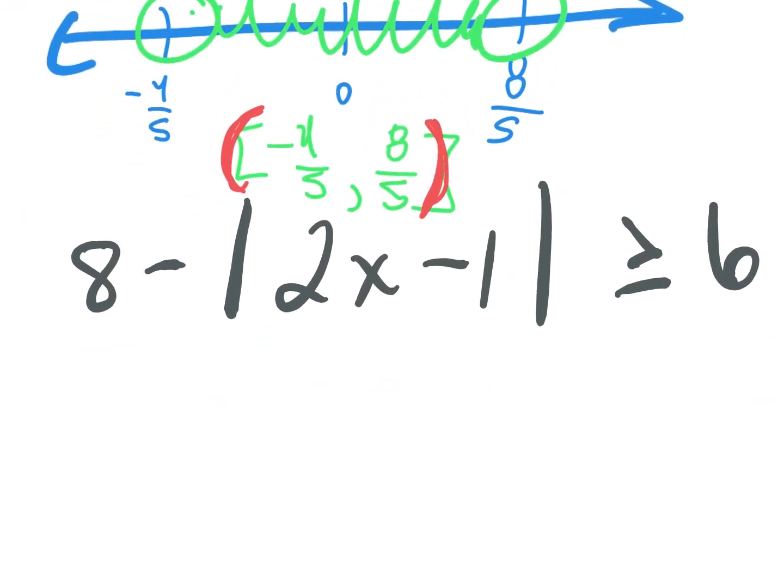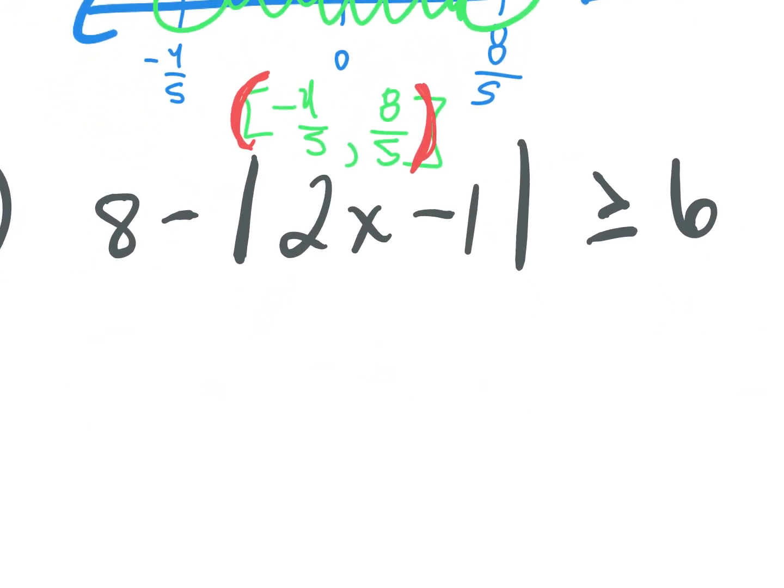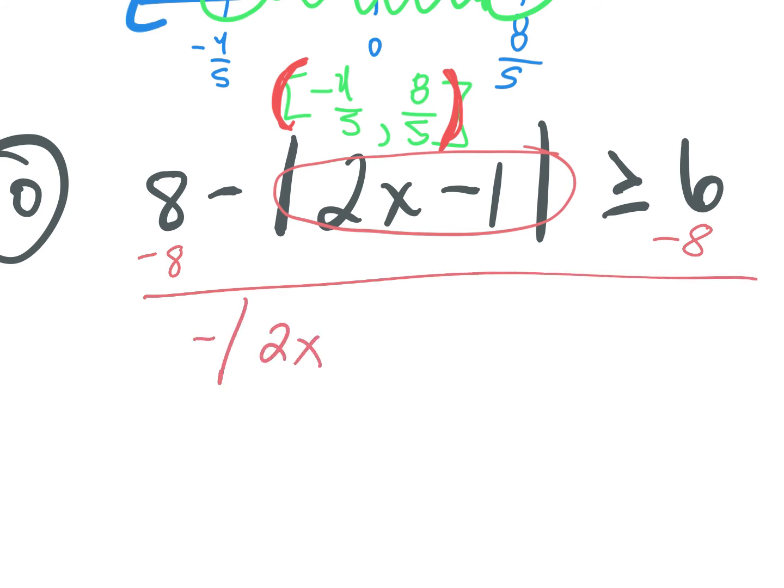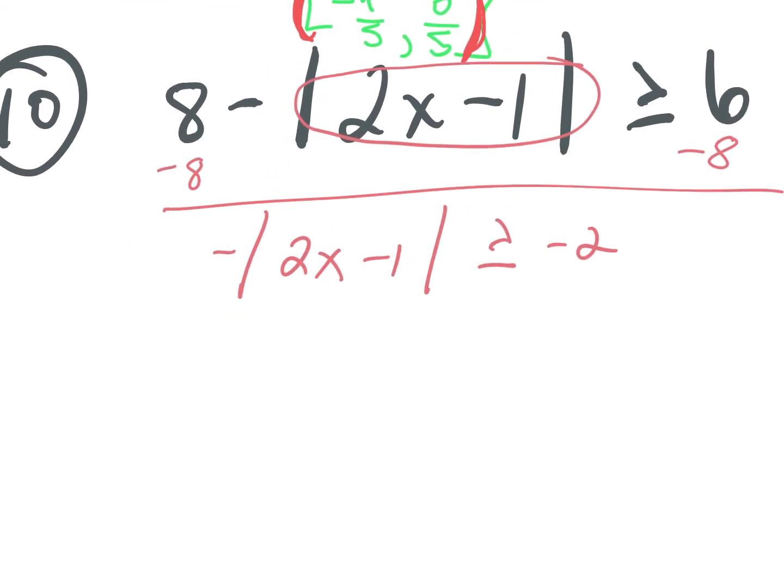All right, we got a couple things going on here, so we need to make sure that we isolate, make sure all of our signs are correct. So I'm going to get absolute value of 2x minus 1 all by itself. So I'm going to first subtract 8, correct? You guys with me? And then I have negative absolute value of 2x minus 1 greater than or equal to -2. Is the absolute value isolated completely? No. Why not? Because there's a negative, guys. Watch. So I have to divide by a negative.